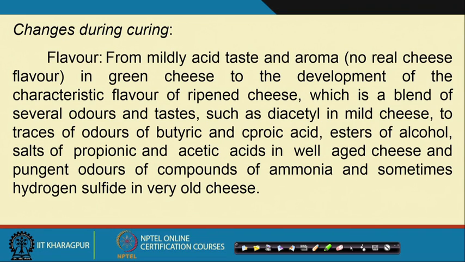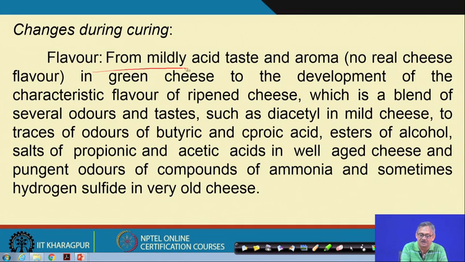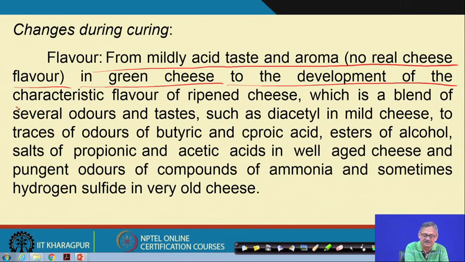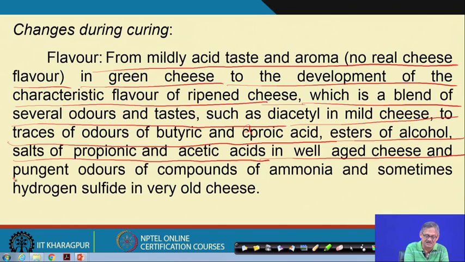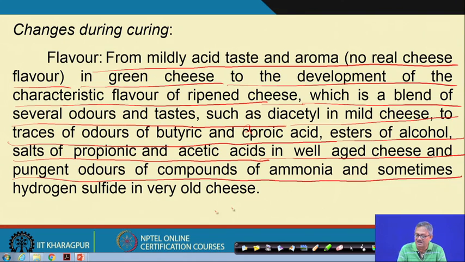Then changes during curing, what it makes. First is flavor, lot many flavors are developed. From mildly acid taste and aroma, no real cheese flavor in green cheese, to the development of the characteristic flavor of ripened cheese, which is a blend of several odors and tastes such as diacetyl in mild cheese, to traces of odors of butyric and caproic acid, esters of alcohol, salts of propionic acid and acetic acids in well aged cheese, and pungent odors of compounds of ammonia and sometimes hydrogen sulfide in very old cheese. That is, during curing it is developed in flavor, right.